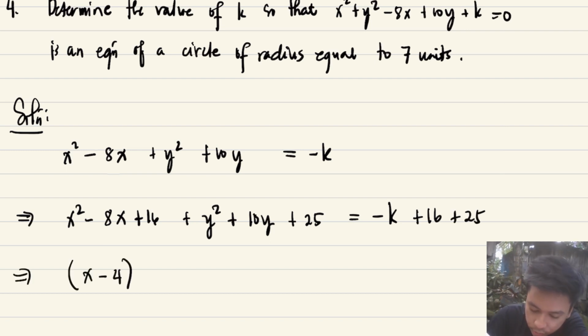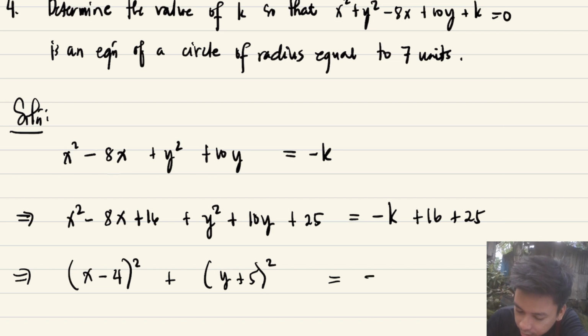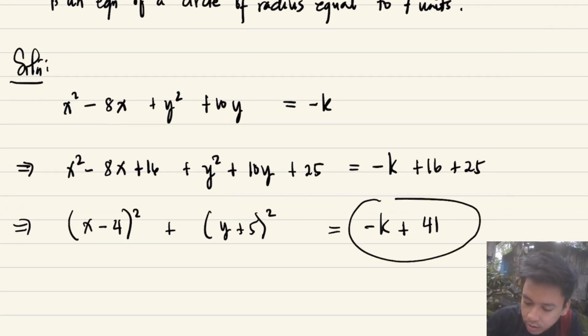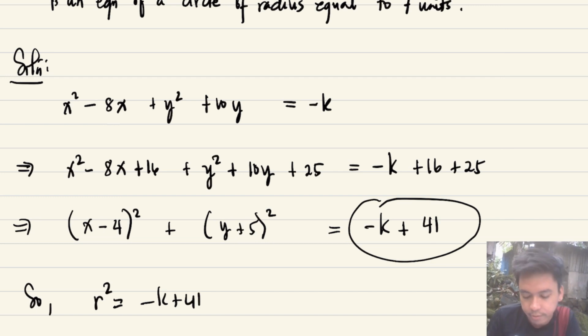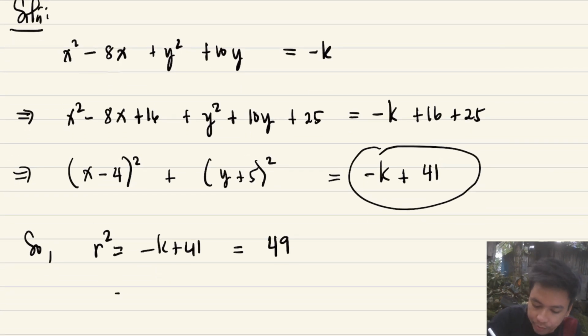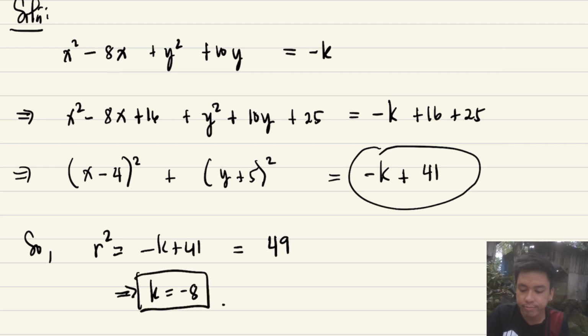So x minus 4 squared plus y plus 5 squared is equal to -k plus 41. This one is already r squared, which is equal to 7 squared, so it becomes 49. Right? So solving for k, you have -8. So this is what we're looking for. That's it.